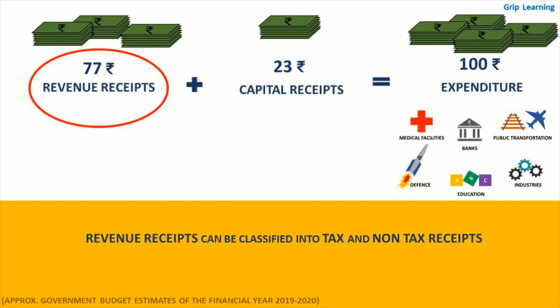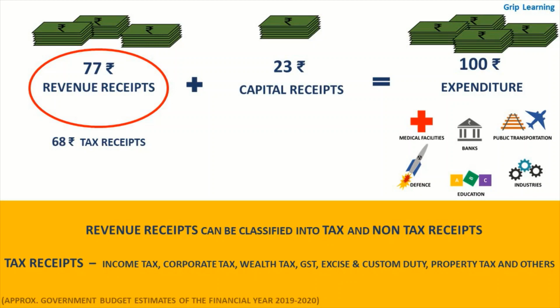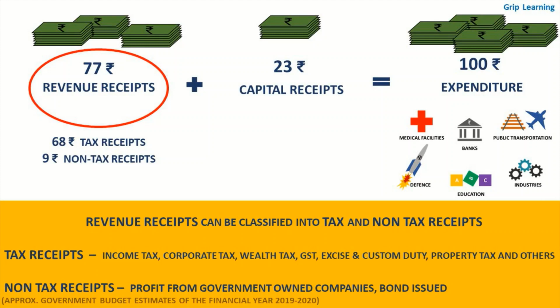Revenue receipts can be classified into tax receipts and non-tax receipts. Tax receipts include income tax, corporate tax, wealth tax, GST, excise and custom duty, property tax and others. Non-tax receipts include profit from government-owned companies, bond issued. Taxes can be further classified as direct taxes and indirect taxes as shown.